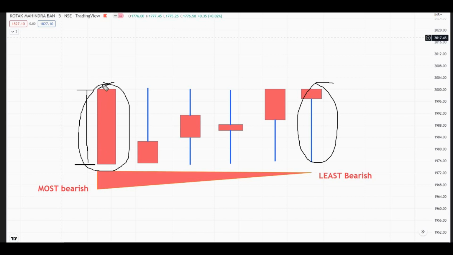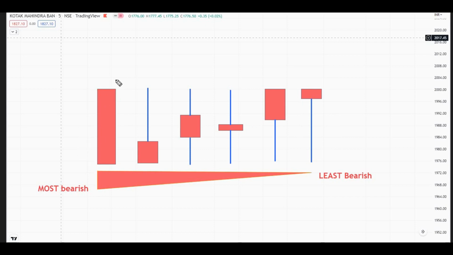So during the course of the day sellers were very aggressive and powerful, that is why prices showcased a sharp selling momentum here. So this is a very bearish candle, and this is sort of a bullish candle because prices open around here.